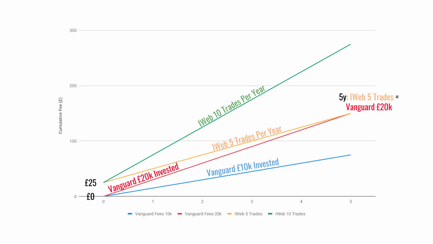Although Vanguard starts off cheaper, after 5 years, IWeb becomes cheaper, as long as you manage to do 5 trades per year and you have 20k invested. But notice that if you do 10 trades per year and you have 20k invested, IWeb will always be more expensive than Vanguard. So the cheaper platform depends very much on your behavior.